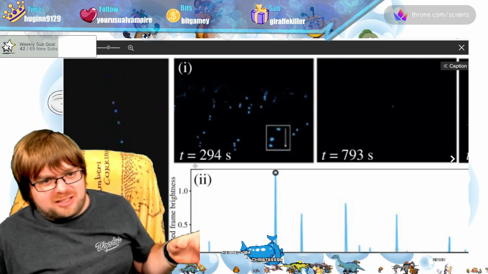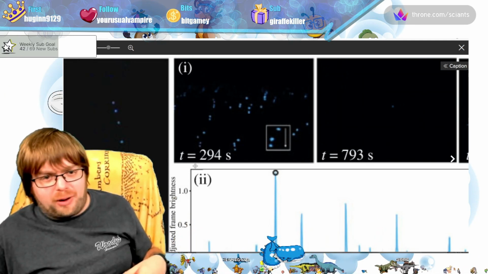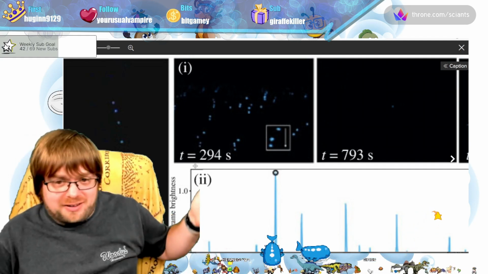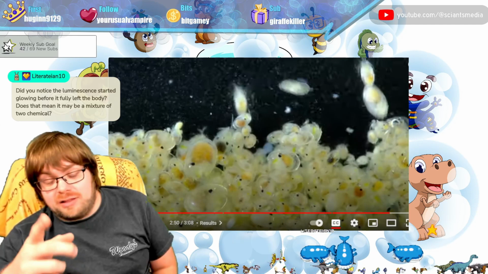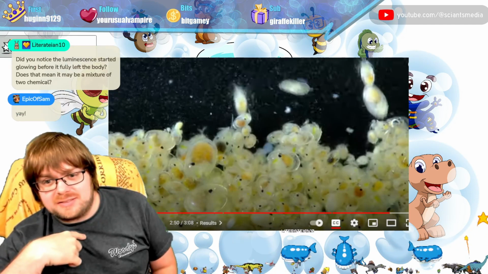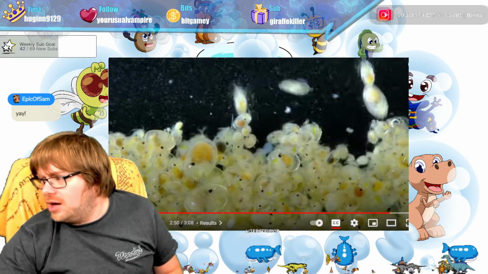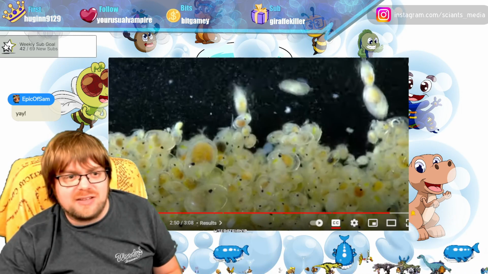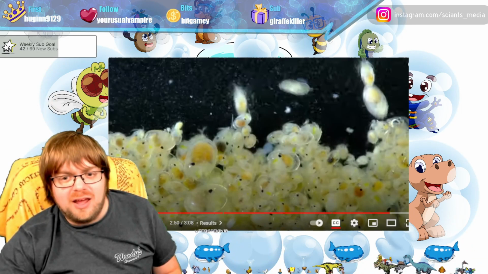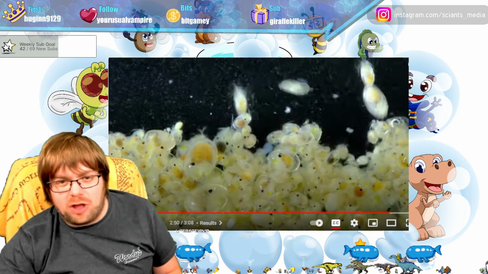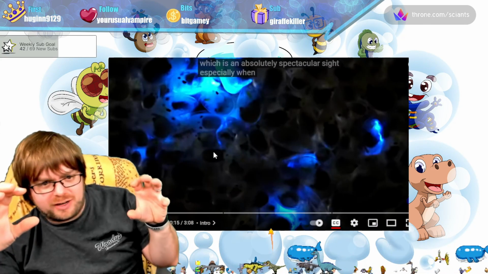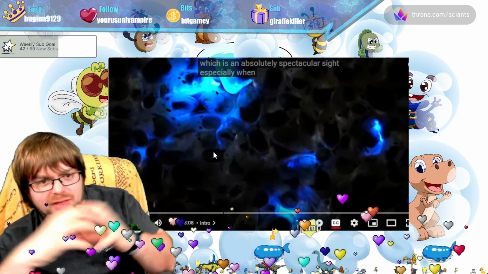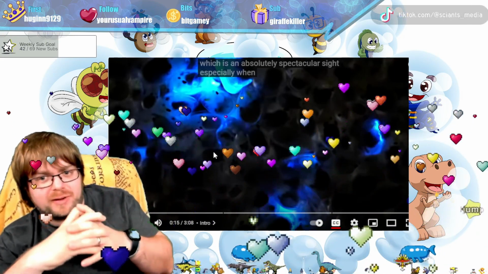If you're releasing these glowing things in the water, will that attract predators? Ostracods get eaten by a lot of stuff. The luminescence started glowing before it fully left the body. Yeah, literally, and that's my hypothesis. They did not talk about it in the paper, what exactly is the feature that they're looking at. But because the animal itself doesn't naturally glow, my assumption is that it is two different molecules that come together, and that's what's giving you that glowing fluorescence.